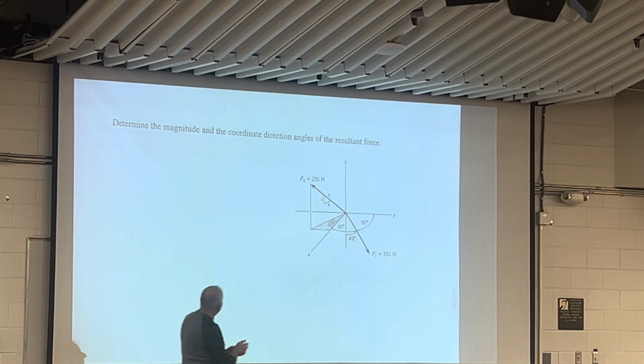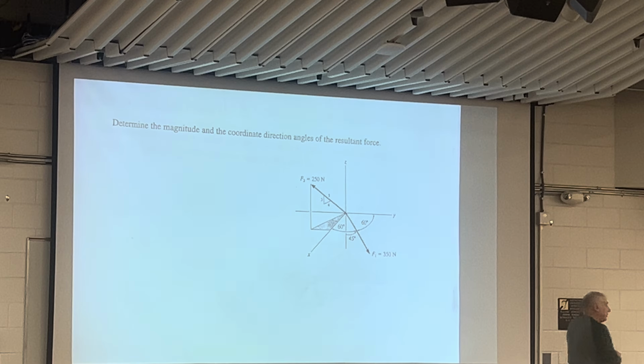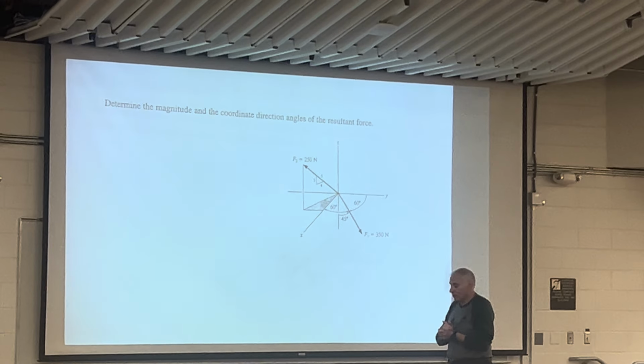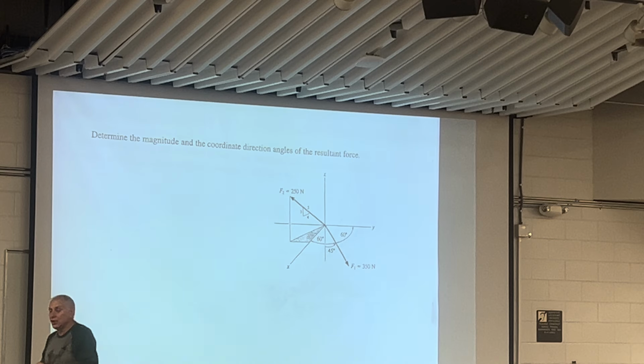Determine the magnitude and coordinate direction angles of the resultant forces. 3D. What's the first thing you look for in 3D? The coordinate system. Is this a right-handed coordinate system? Yes. Okay, right-handed coordinate system. After that, what do you look for?